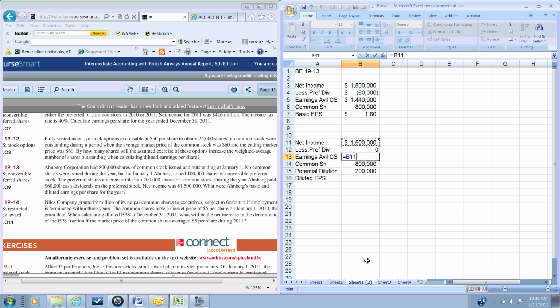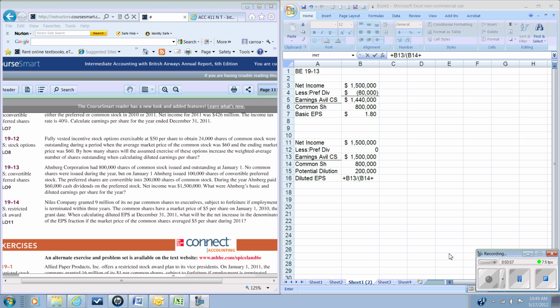So our earnings available to the common shareholders will be the full 1,500,000, and our diluted earnings per share is going to be our net income divided by the number of actual common shares plus the potential dilution of 200,000 shares. So our diluted earnings per share will be $1.50.